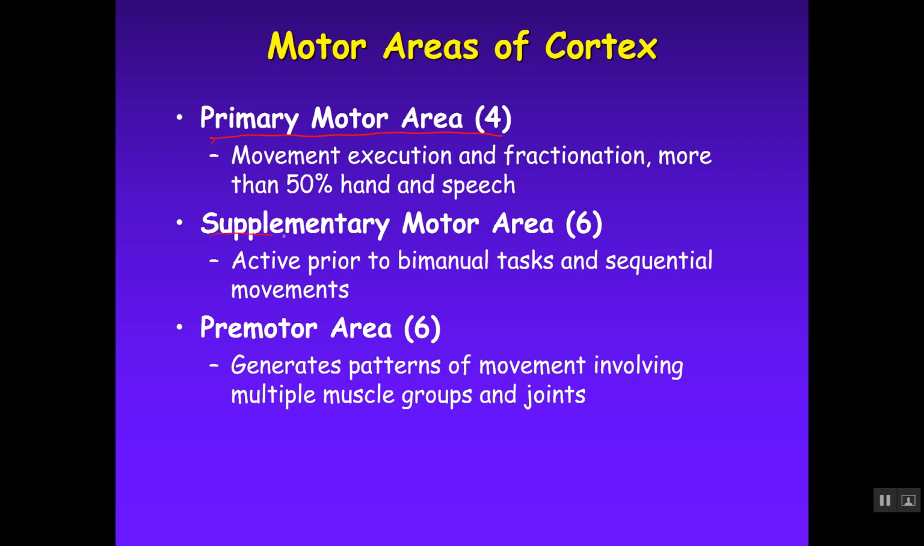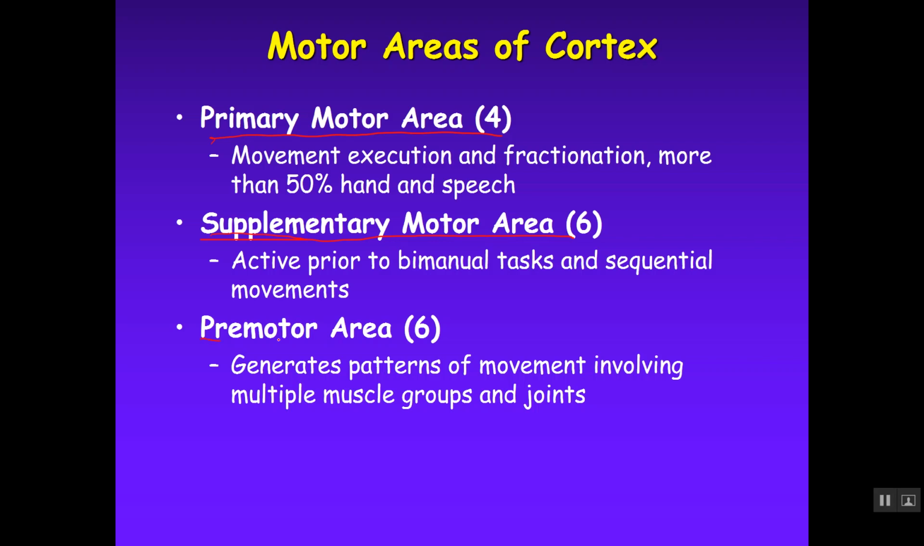Then we have the supplementary motor area, which is area number 6, and it's primarily active prior to bimanual tasks and tasks that require a sequence of movements. Opening a jar is a bimanual task that requires a sequence of movements. You grab the jar, then twist the lid while counteracting the force, using both limbs. That's a little mini program stored in the supplementary motor area. You have to learn it, but once you do, part of it is stored there, and it sends signals to allow that stereotypical task to occur.